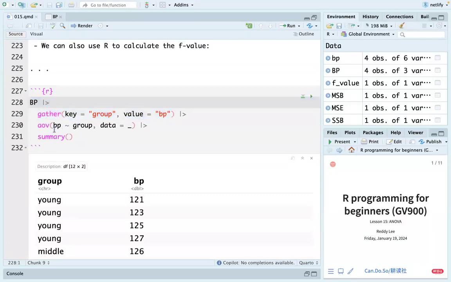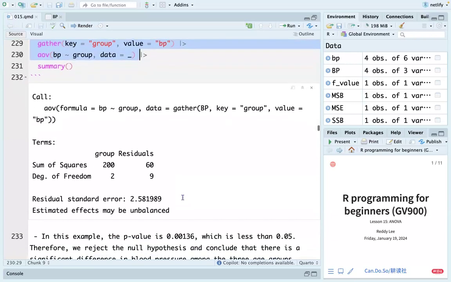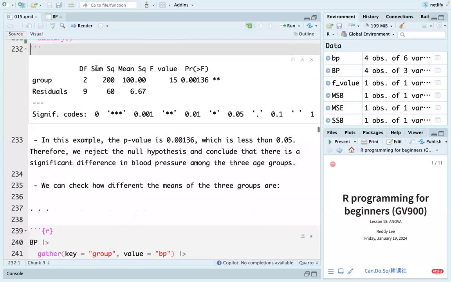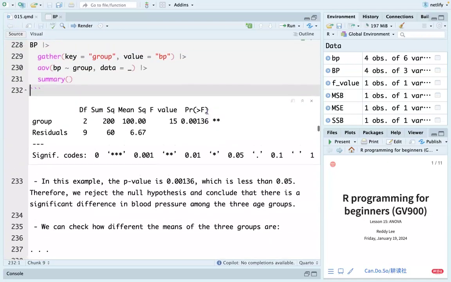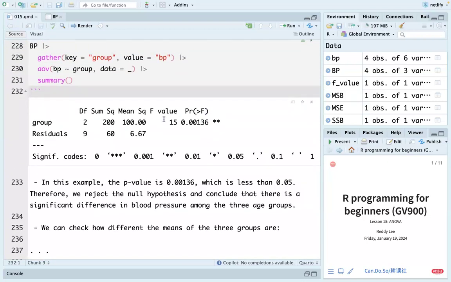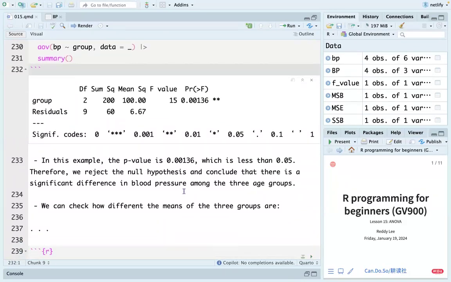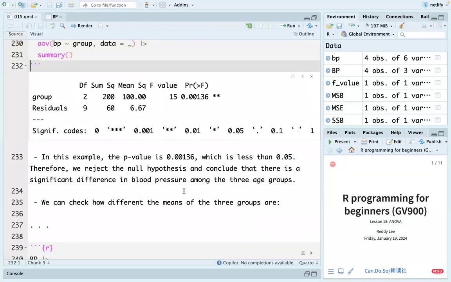So we use ANOVA, which is the function aov. We don't need to use other packages. This is basic. So in this, we can use a summary. You can see that the F value is 15, and the p value is 0.00136, which is much smaller than 5%. So in this example, the p value is less than 5%.